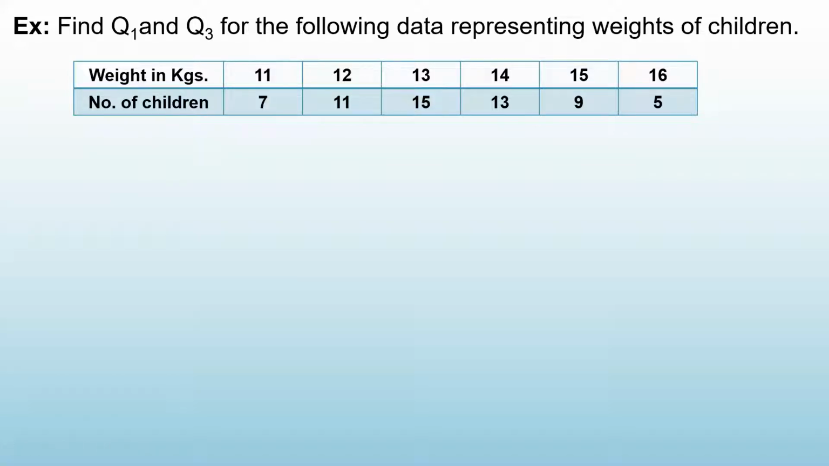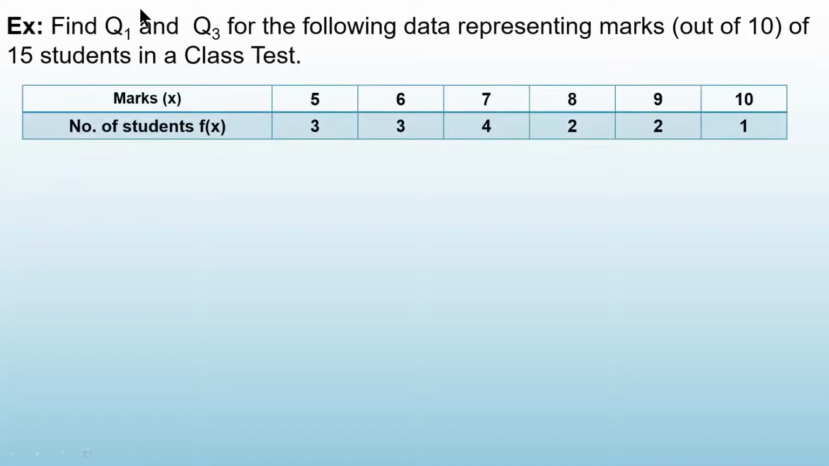Let us do one more problem today. Those who could not understand yesterday can concentrate now. Look at the same type of problem I'm taking today. Find Q1 and Q3 for the following data representing marks out of 10 of 15 students in a class test. This is the data of 15 students, the marks of 15 students. So we have to find the first quartile and the third quartile.